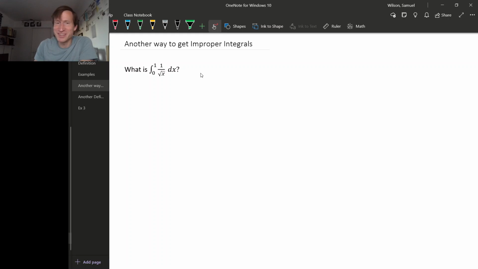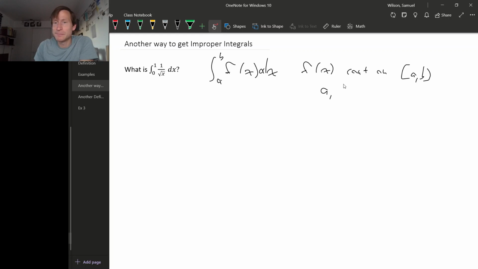An integral from a to b of some function f of x, in order to use the fundamental theorem of calculus, f has to be continuous on the interval from a to b, and a and b have to be finite. So we saw what happens if one of a or b isn't finite, but what if f isn't continuous on the interval? In fact, that's exactly what's happening here.